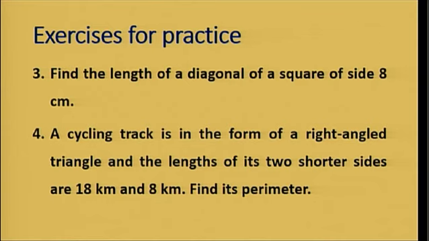Question 4. A cycling track is in the form of a right-angled triangle, and the lengths of its two shortest sides are 18 kilometers and 8 kilometers. Find its perimeter. For this question, it would be helpful for you to draw a diagram.